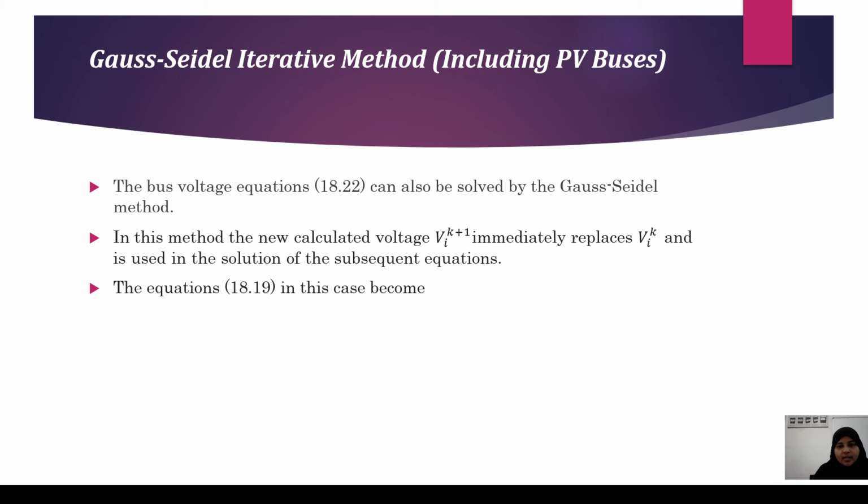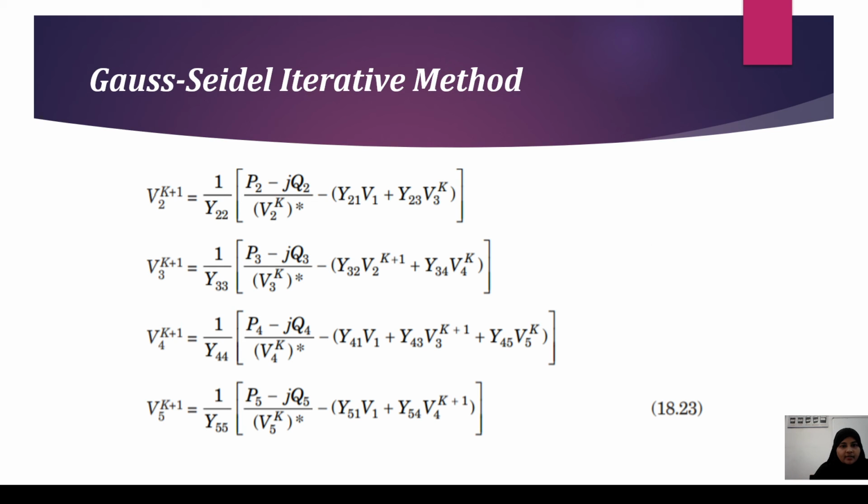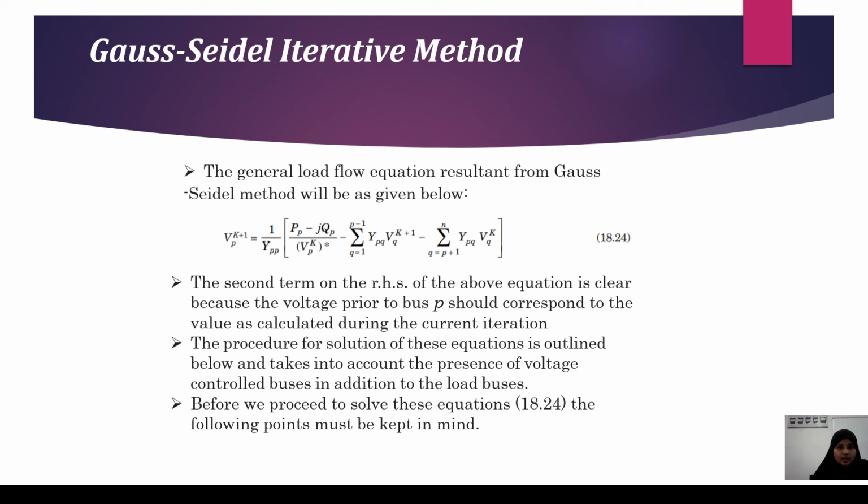In this method what we are doing, VIK plus 1 is replaced by VIK, and we have found the new equations for V2, V3, V4, V5, that is K plus 1 we have done here. V2 K plus 1 is equal to 1 by Y22 P2 minus JQ2 by V2 K conjugate minus Y21 V1 plus Y23 V3 K. So similarly V3 K plus 1, V4 K plus 1, V5 K plus 1.